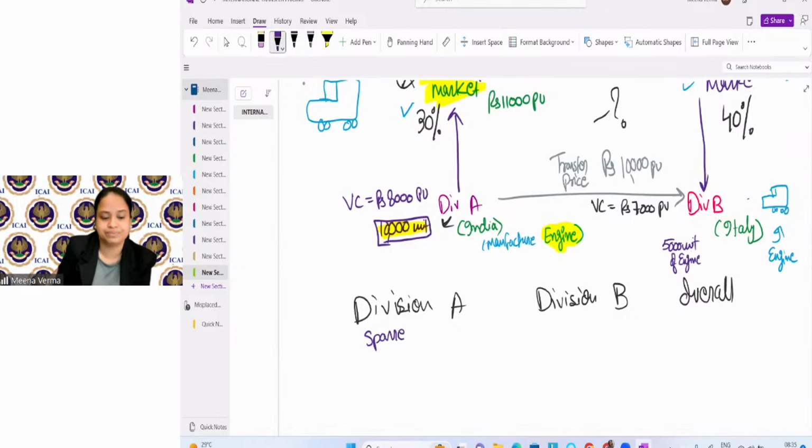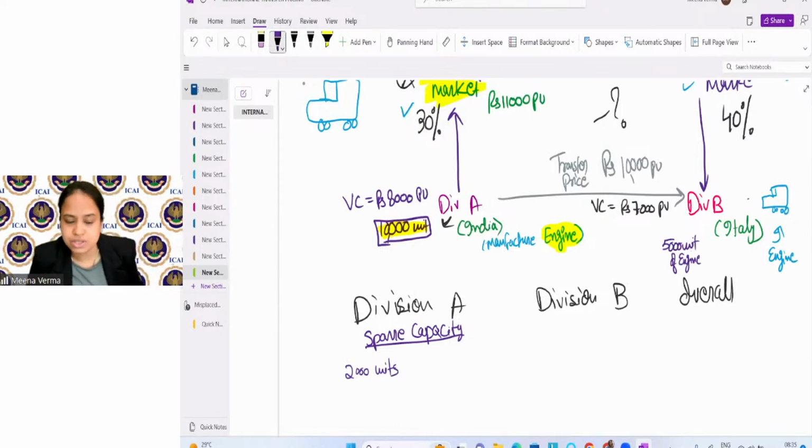They are sitting idle. They have spare capacity for how many units? If you see, for 2,000 units, they have spare capacity. For 2,000 units, what is happening here? They have spare capacity. For the remaining units, they don't have the spare capacity. They have to interrupt the external sale.